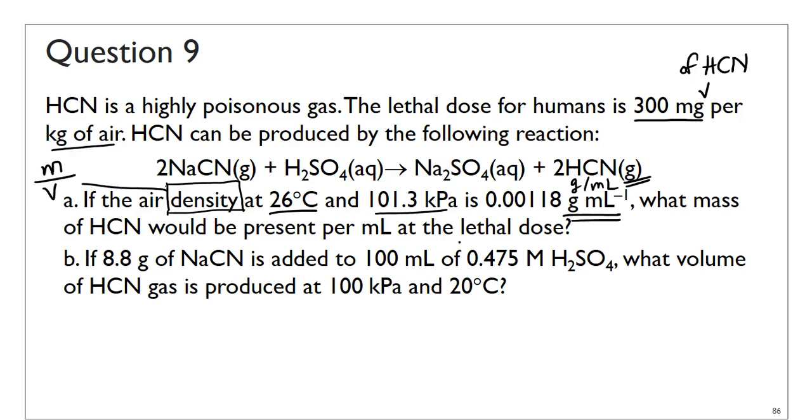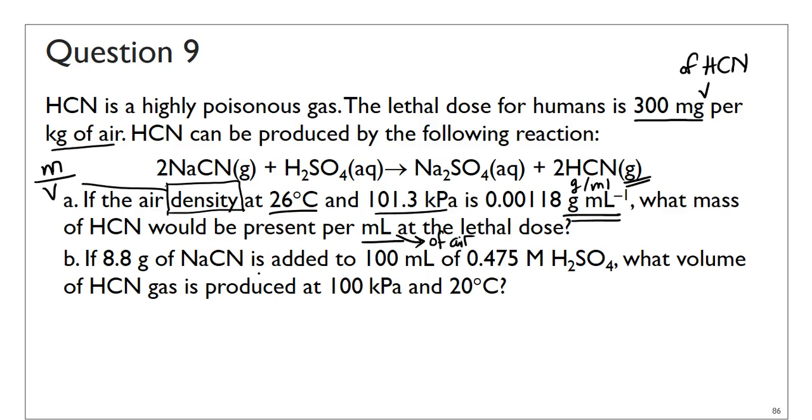All right, the air density is this. What mass of HCN would be present per mil? I'm going to assume this is per mil of air at the lethal dose. Wow, that's exciting. Okay, let's go back. I'm going to just ignore part B for the time being and just focus on part A of the question.